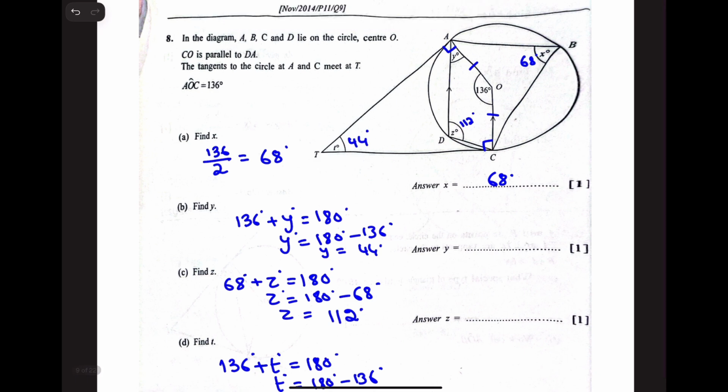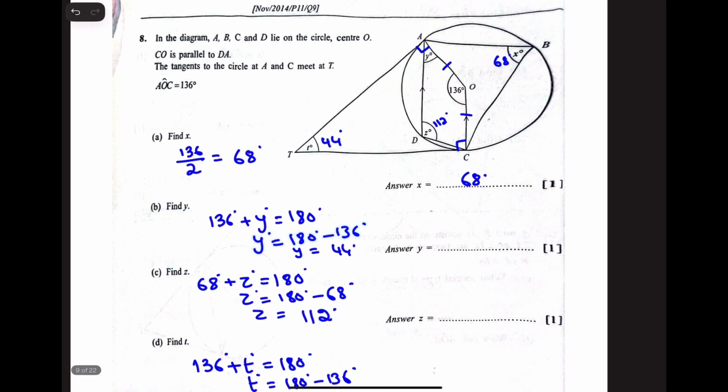Whenever they tell you that two lines are parallel in one way or another, we can use the properties. There are only three properties: alternate, corresponding, and co-interior angles. So see, this is a C angle or co-interior angles. They add up to 180.